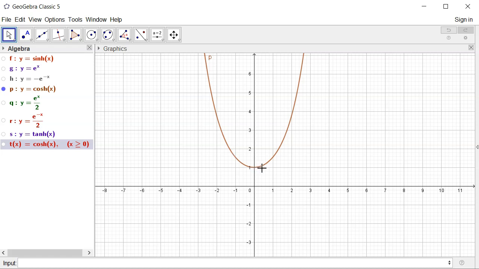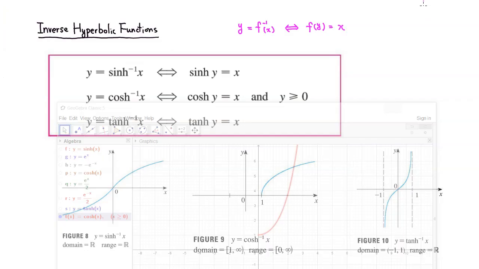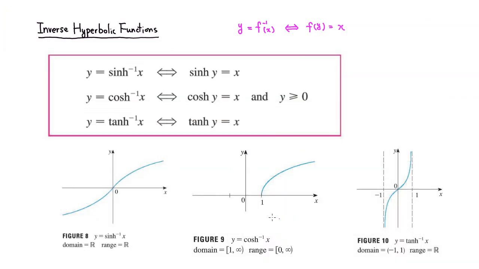We typically choose the right half, so it's going to look like this. We're going to focus on just this portion of the hyperbolic cosine function and find its inverse function. You can see that it's going to look kind of like this, which is the graph here. This is the graph of the inverse hyperbolic cosine function.